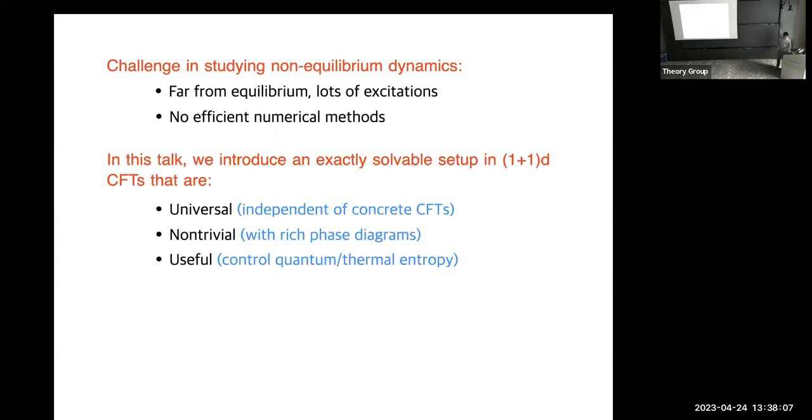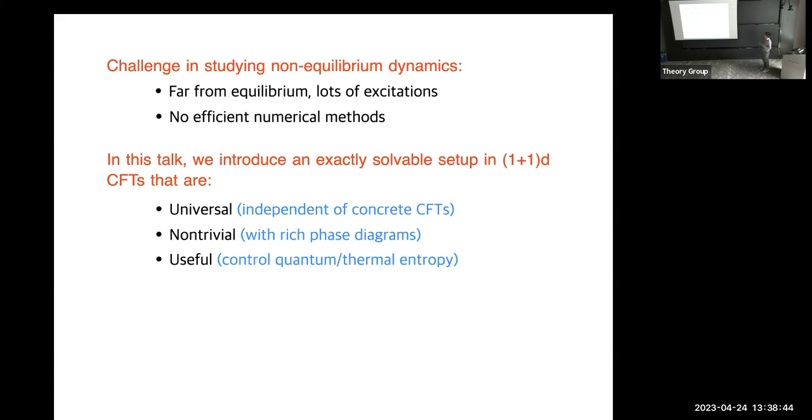So in this talk, instead of studying things numerically, we introduce an exactly solvable setup in one-dimensional CFT. So we found something interesting with the following features. First, our setup is universal, which means the result should be independent of the concrete model or the concrete CFTs. We should have some universal feature.